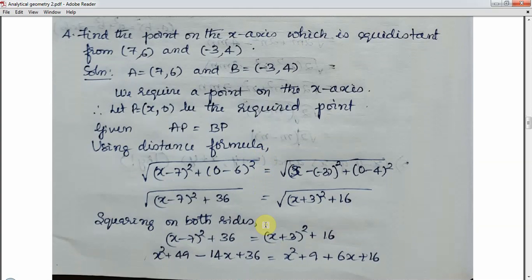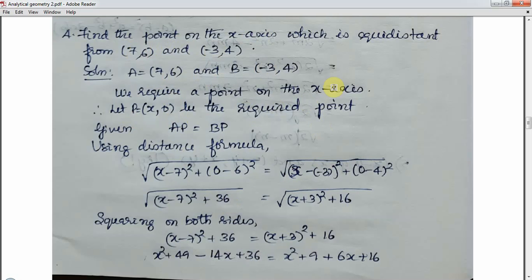Now, this is one more kind of problem. Find the point on the x-axis which is equidistant from 7, 6 and minus 3, 4. Find the point on the x-axis which is equidistant from this point and this point. That means I already have 2 points. I have to find a point on the x-axis which is at the same distance from these 2 points. Okay. So first I will take this point as A, this point as B. We require a point on the x-axis.